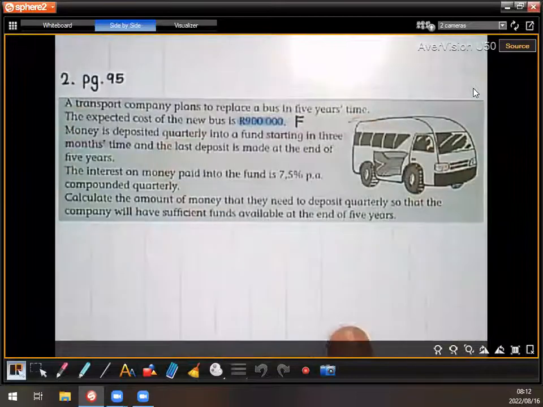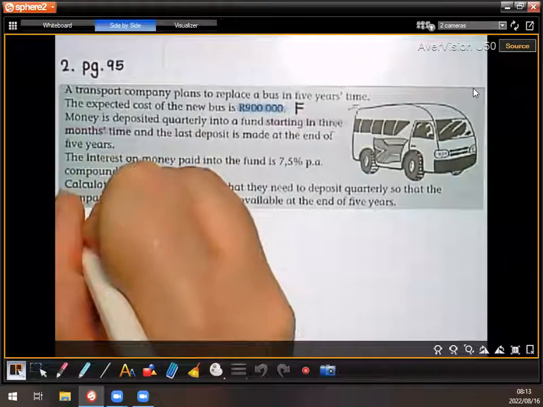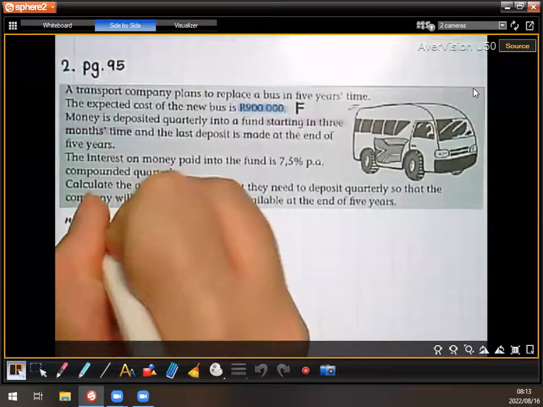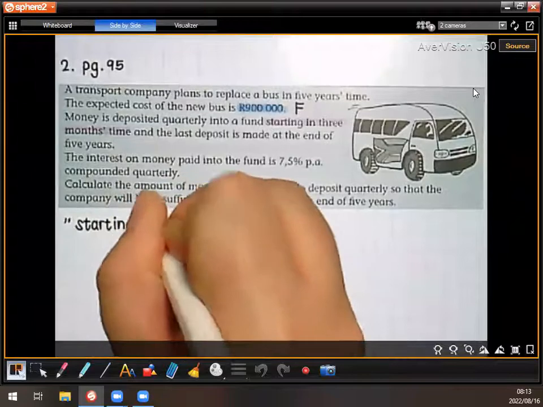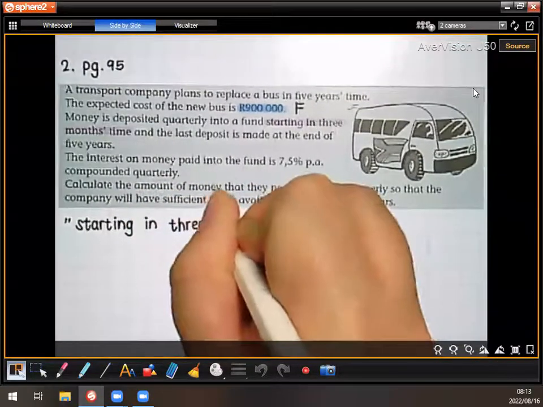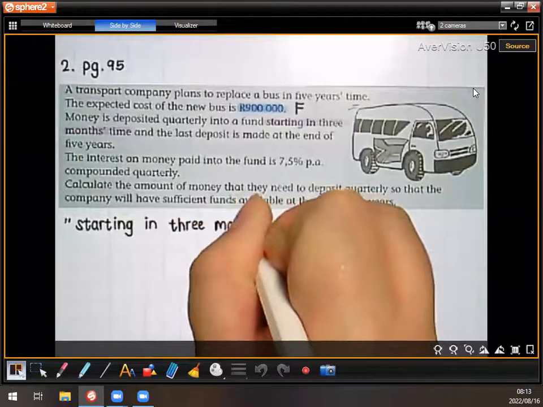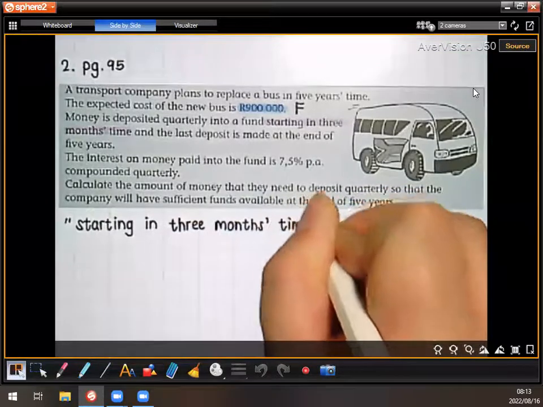Right? Because in 3 months' time, we are at the end of the first quarter of the year. So I just want you guys to write next to this, in quotation marks, "starting in 3 months' time" means end of the first quarter. That's something that confuses a lot of people.